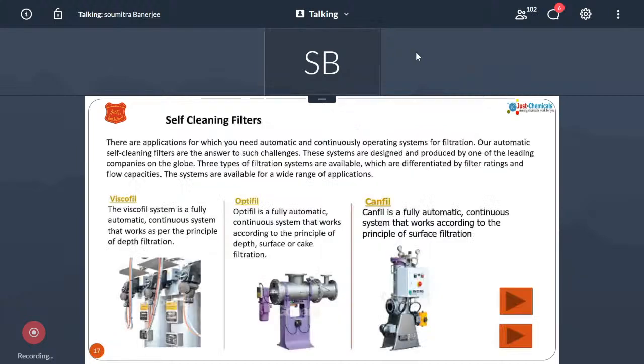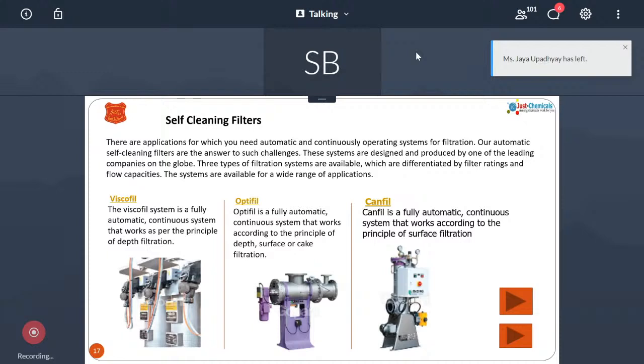Now the third point which comes is conventional clarifiers, conventional filters. Conventional filters, we know about the pressure sand filter, the dual media filter, the multi-grade filter, and those have some disadvantages, like these are not continuous. The conventional filters are actually not continuous.